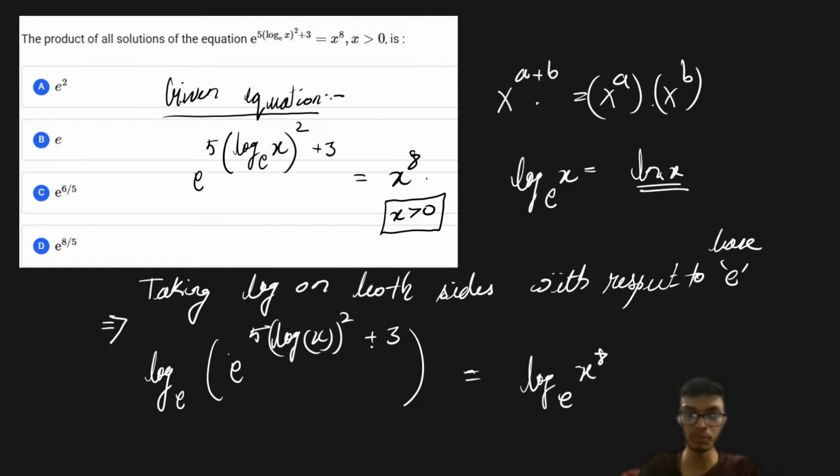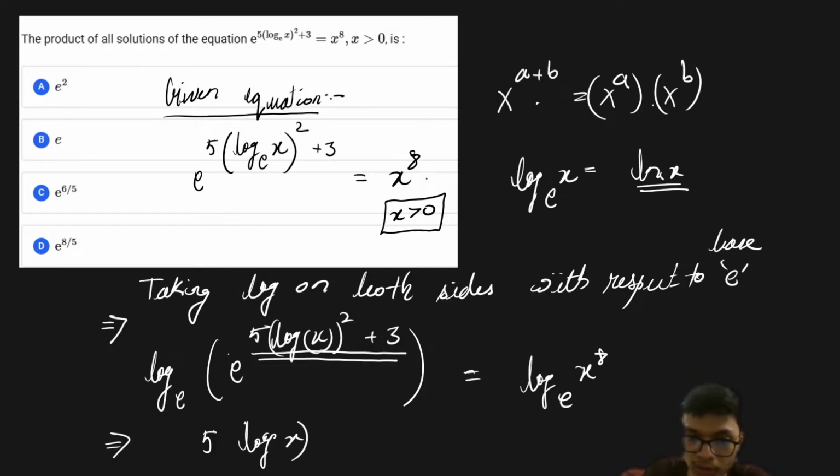Now if I just try to simplify this part, since I have this part I can simply use the property of the power. So this part will come out, and log e base e is basically equal to 1. Therefore the left hand side I will have as 5 into (log x) whole square plus 3 is basically given as 8 times log x.